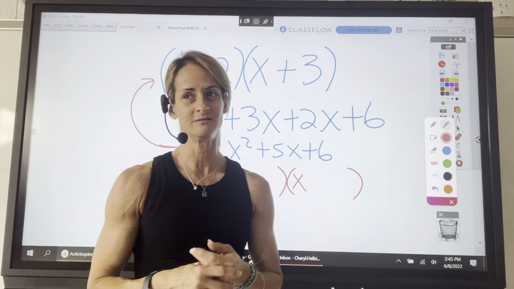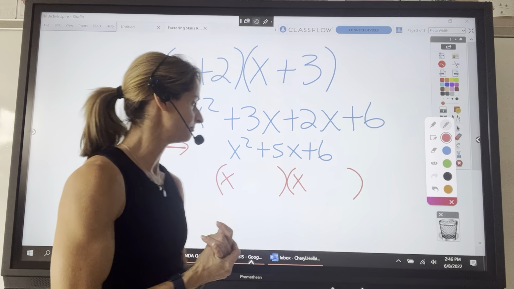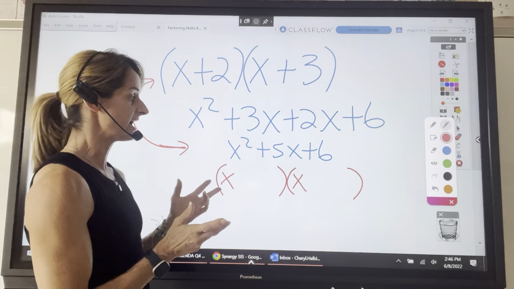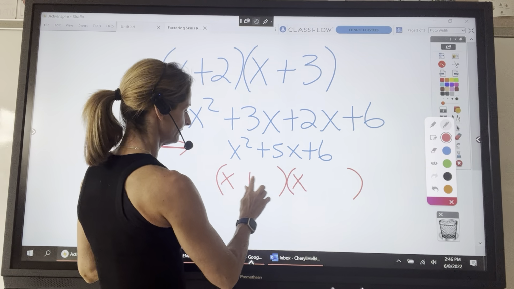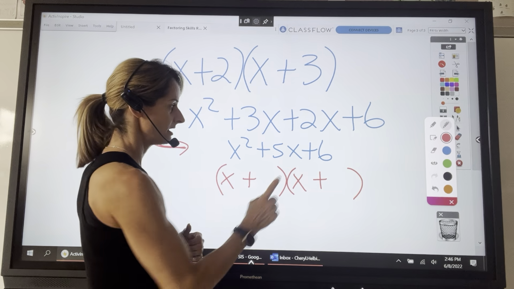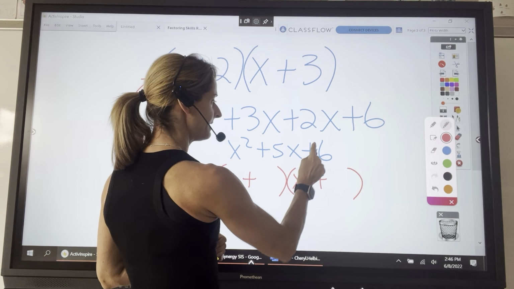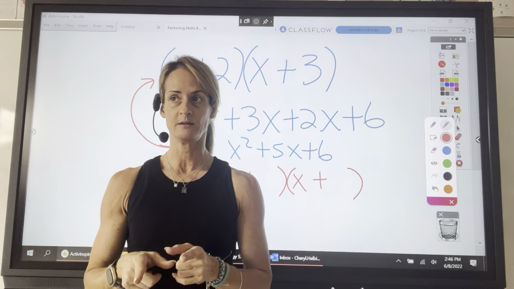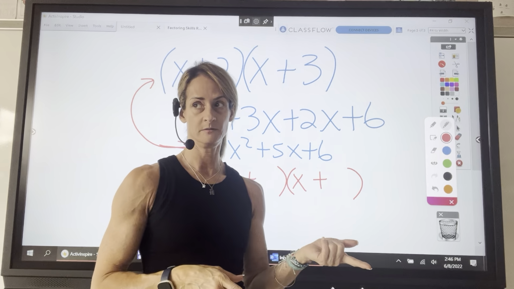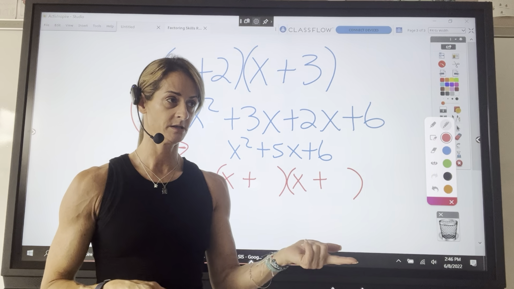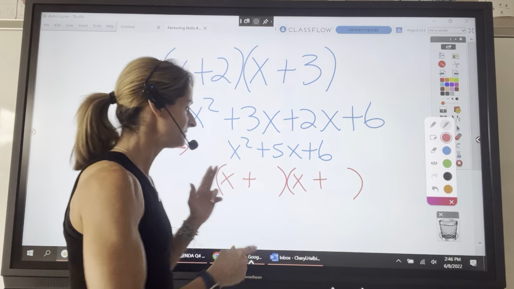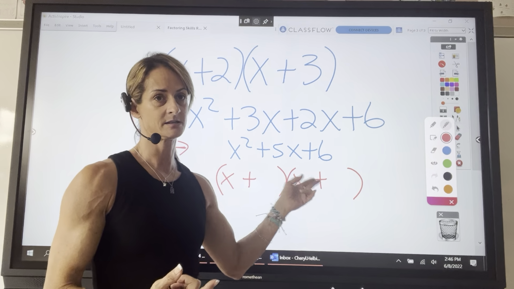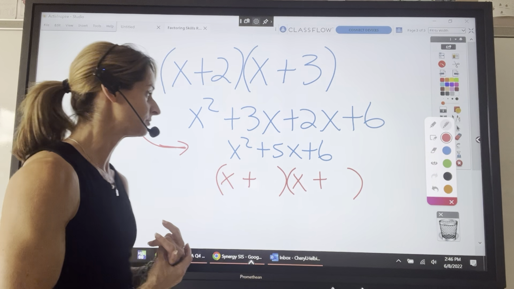So you have to know your multiplication, your times tables, and that's probably the most important thing for these types of problems, knowing how to work backwards. So the signs. This problem is a plus plus. The reason it's a plus plus is because this is a positive 6. That means that these two signs either have to both be positive or both be negative, because a positive times a positive is a positive, and also a negative times a negative is a positive. So it's one of the two. They can't be opposite signs, because one positive and one negative would be a negative 6. It wouldn't be a positive 6.